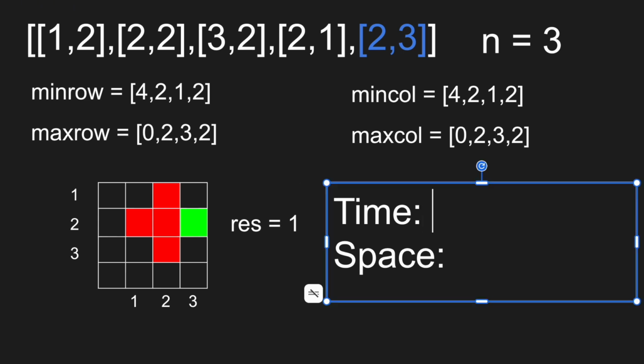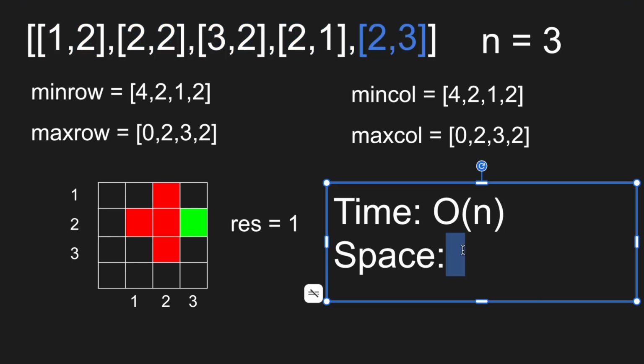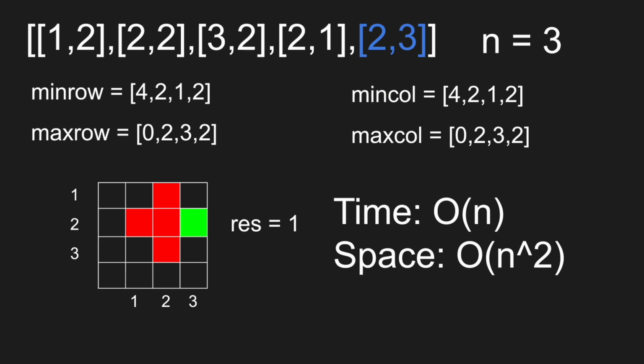And the time complexity would be O of n, where n is the number of buildings, because we will have to iterate through the number of buildings. And the space complexity would be O of n squared, because the space that we use for these 4 arrays, min row, min column, max row, and max column, will be n squared space. So now let's get to the coding part.